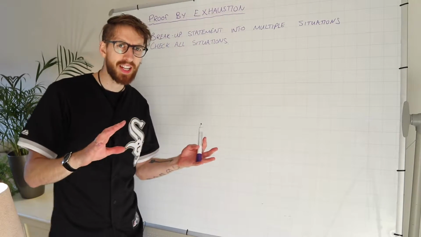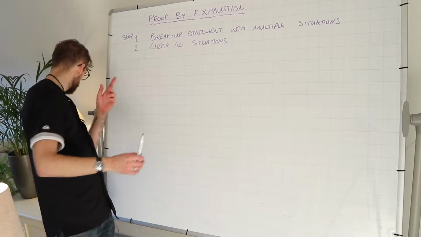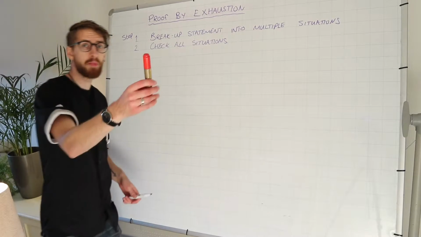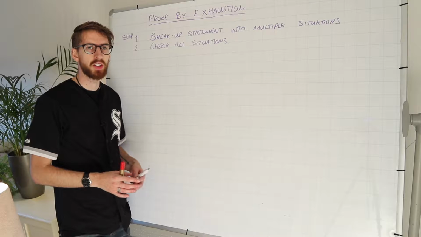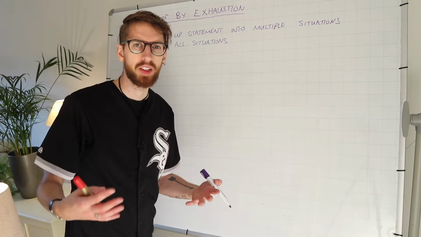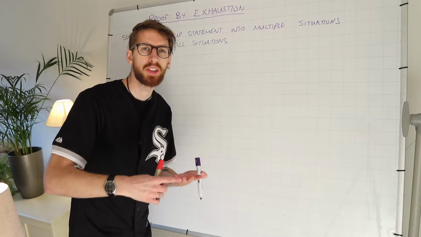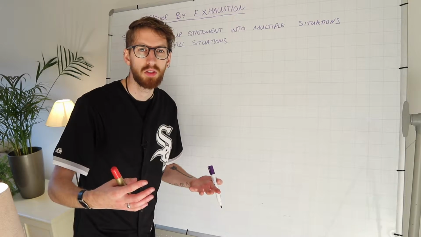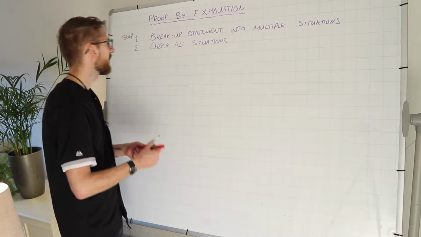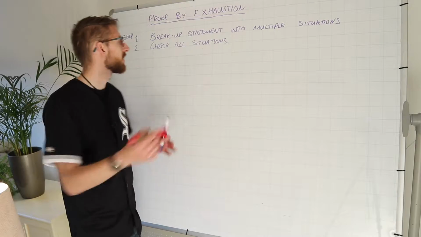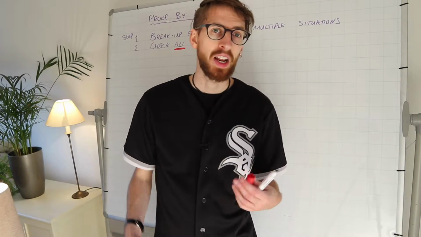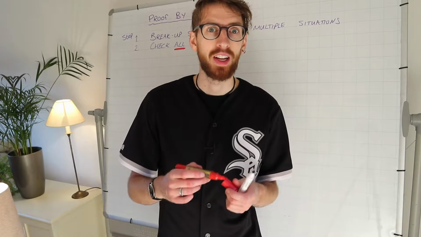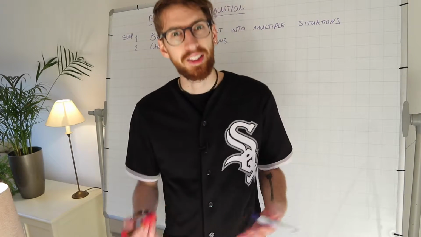So I've written this down into 2 little steps. The first step, let's get a red pen ready for this: break up your statement into multiple situations. So like 11, we're breaking up into the situation where you're dividing by numbers smaller than it. That would mean you can check if it's a prime number. Then after you've got it into these multiple situations, you check every single one. That's why it's exhausting, because you are going to get exhausted. Hopefully, maybe. Let's try an example.